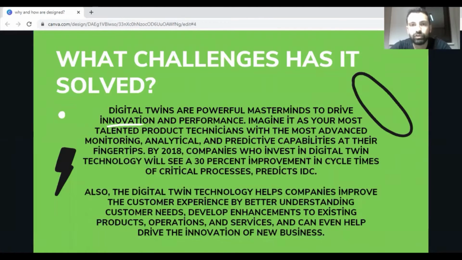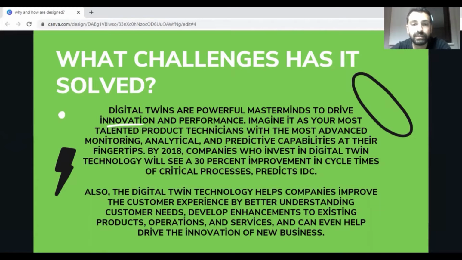Digital twins are powerful masterminds to drive innovation and performance. Imagine it as your most talented product technicians with the most advanced monitoring, analytical, and predictive capabilities at their fingertips.